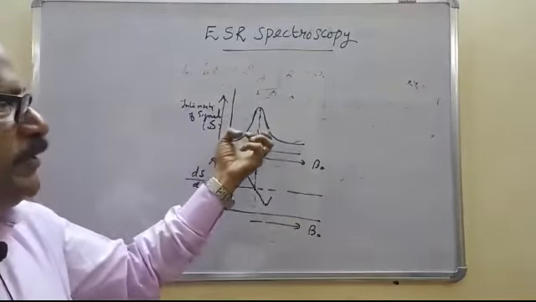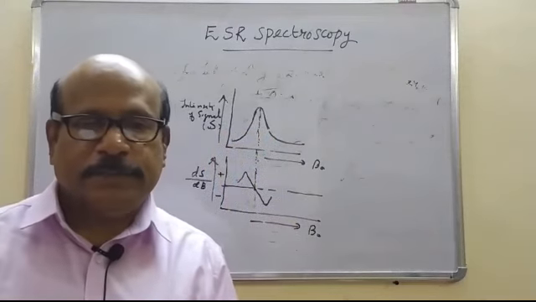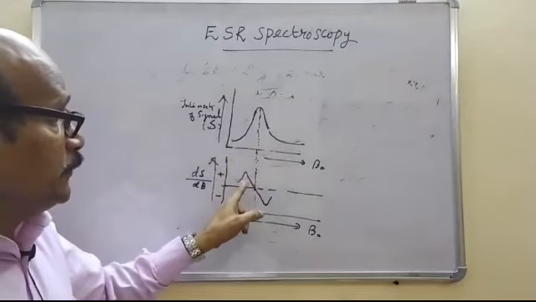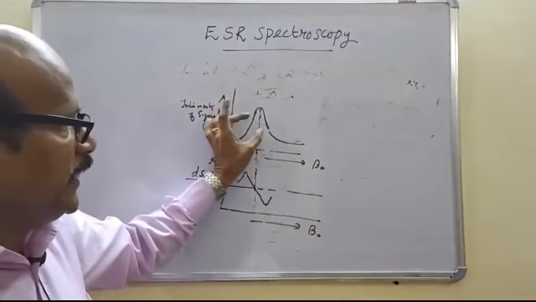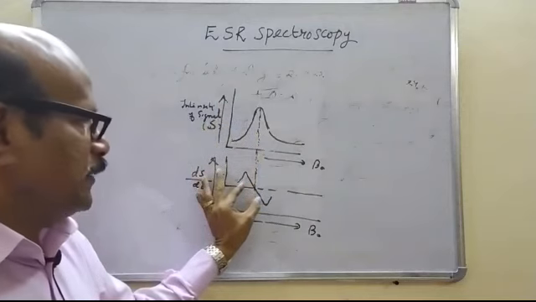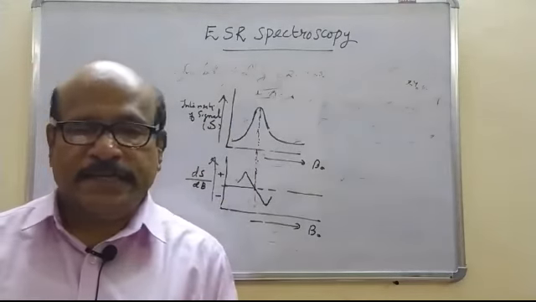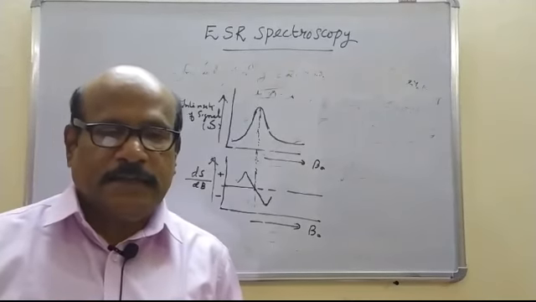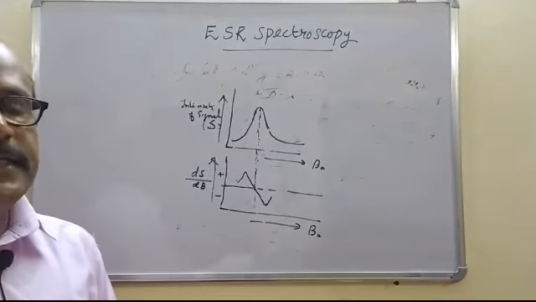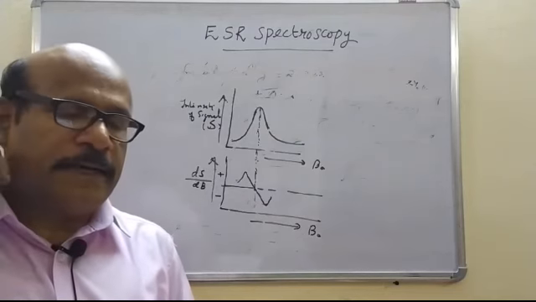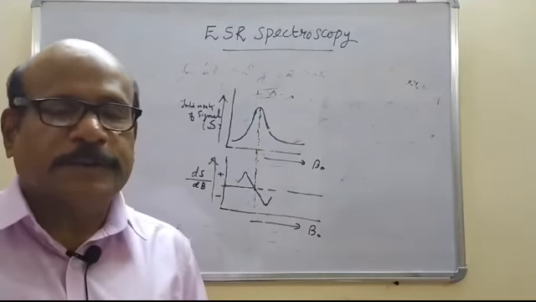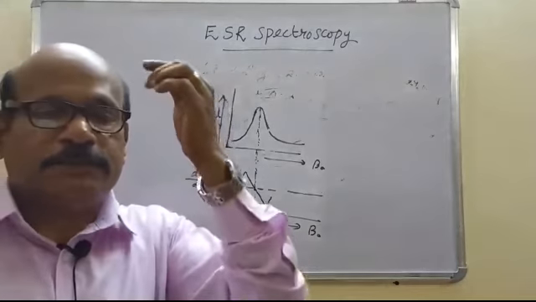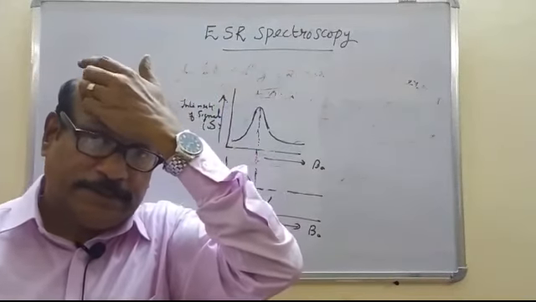And the information from the ESR spectra: the height of the peak has no significance, but the total area under the absorption peak, or this type of derivative peak, is proportional to the number of unpaired electrons present in the sample. That's very important. The peak height has no significance in ESR spectroscopy.